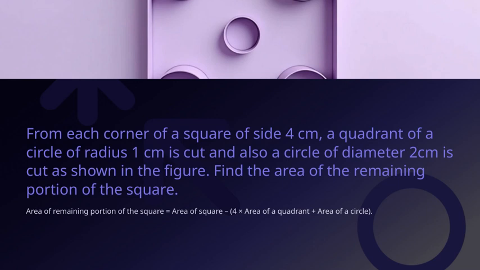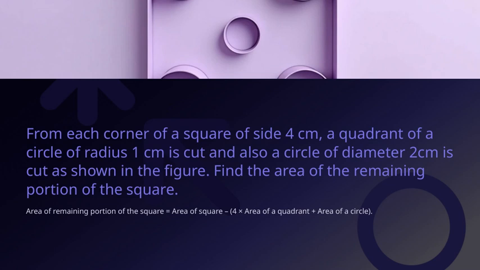We do this by adding up the areas of all the cut-out shapes, those 4 quadrants and the circle. Since a quadrant is just a quarter of a circle, the total area of all 4 quadrants combined is equivalent to 1 full circle of radius 1 centimeter. Therefore, the total cut-out area from the quadrants is just the area of 1 circle with radius 1 centimeter, which is pi times 1 squared. Similarly, the circle we cut out has the same radius, so its area is also pi times 1 squared.